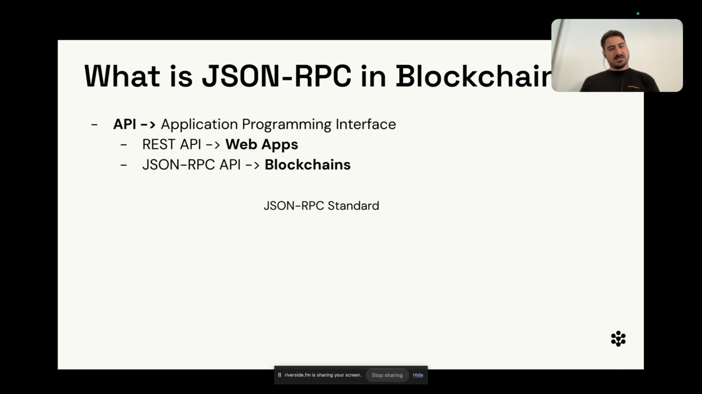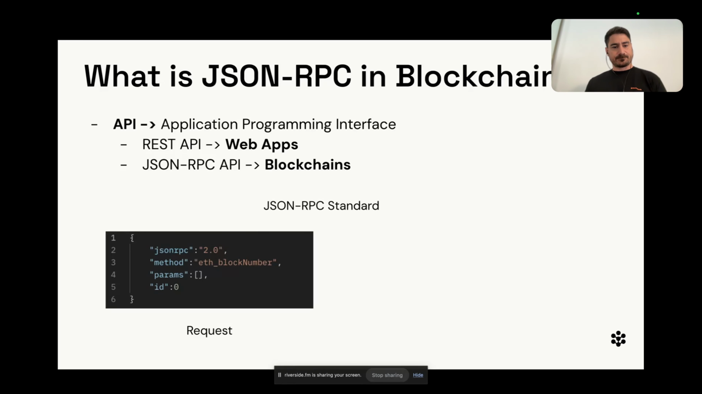So what does the standard look like? Well, we have first a request, and the request is going to be a JSON, and it is always going to include the same set of parameters: the JSON-RPC version, a method name, the params that we are going to pass to the application, and an ID which is optional but is very useful to match the request and response.